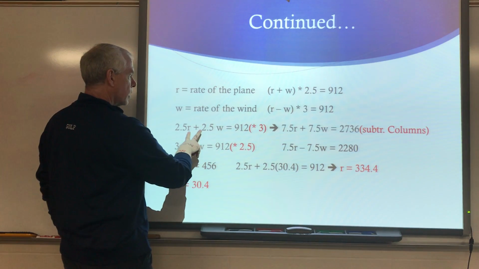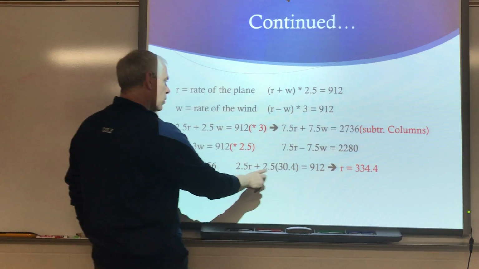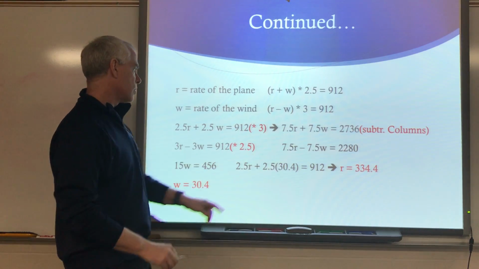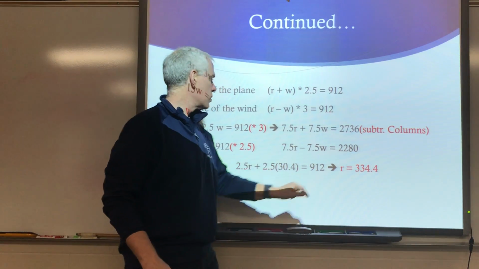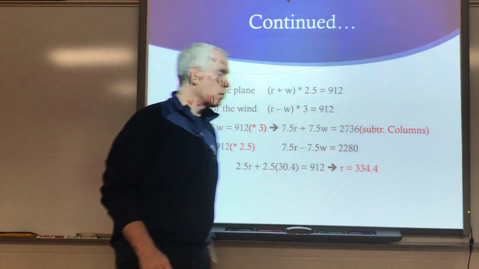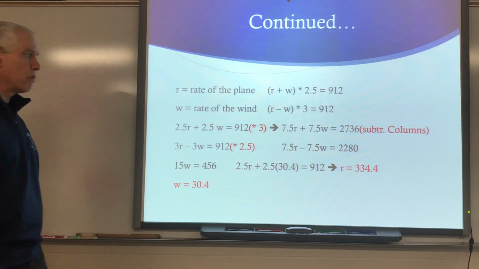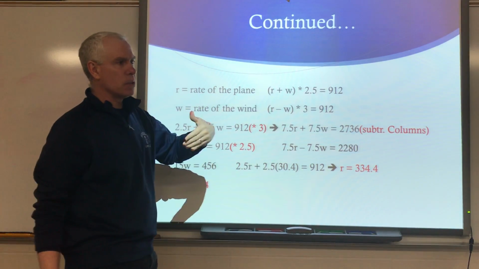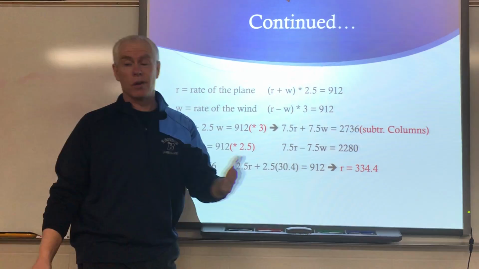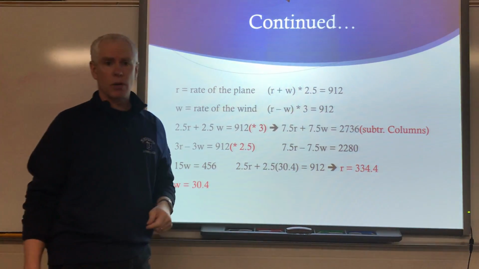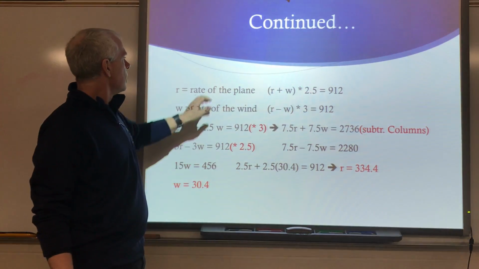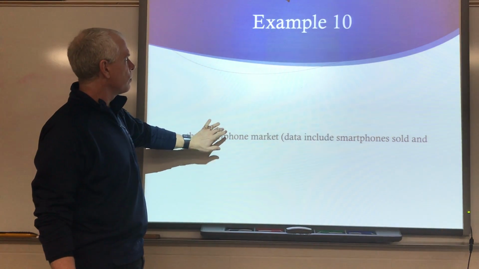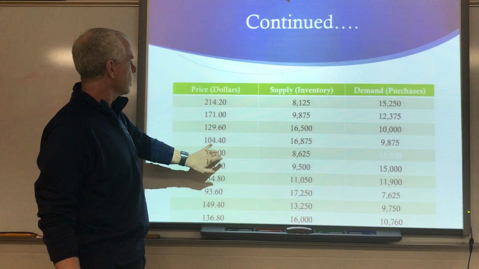So I chose the first equation here, and I'm going to replace my w right here with 30.4, and then I just need to solve. Multiply these, subtract it, divide by 2.5, and I get the rate of the plane to be 334.4 miles per hour. So just remember, whether you're going with the wind, against the wind, in the water, with the current, against the current, you're going to set up your equation something like this, okay? So the next couple of examples, I'm not going to go through. If you want to look at them in the book, you certainly can.